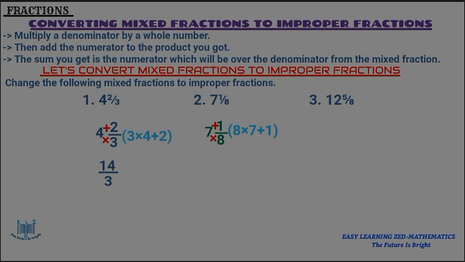Once I've done that, the next thing I'm going to do is multiply 8 by 7, which will give us 56. 56 plus 1 will give us 57. Then which is going to be over the denominator we have there in the mixed fraction, which is 8. So changing 7 1 over 8 to an improper fraction will give us 57 over 8. Once I've done that, the next thing I'm going to do is go to question number 3.